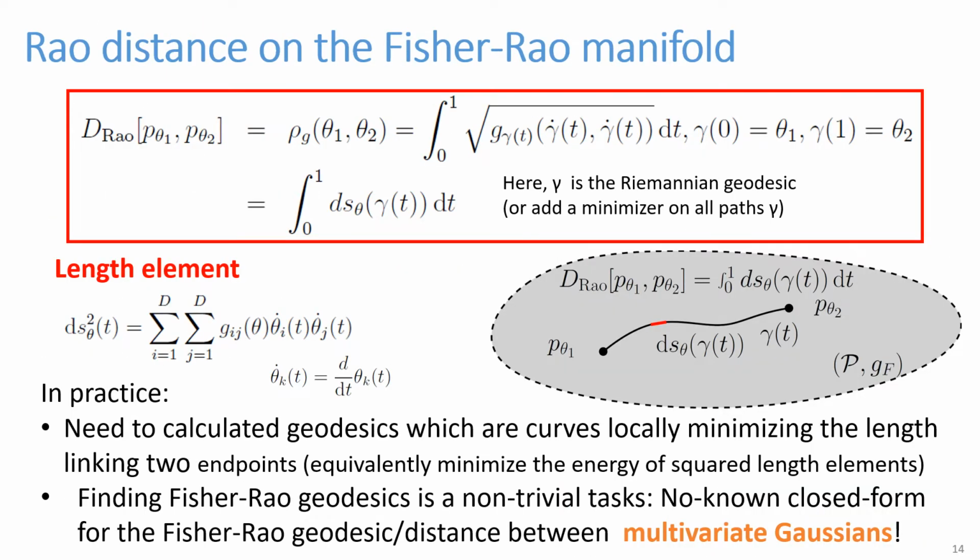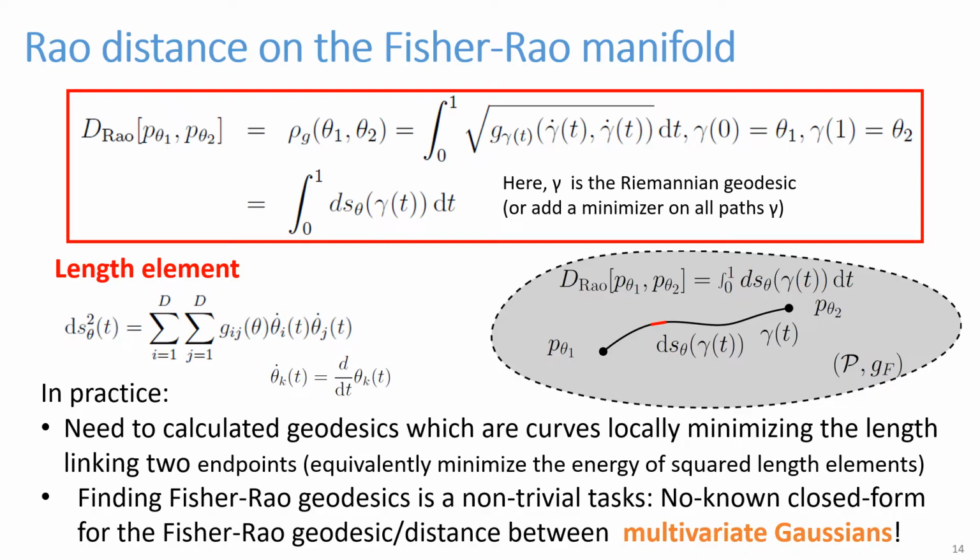The manifold of a statistical model equipped with the Fisher information metric is called the Fisher-Rao manifold. Rao and Hotelling independently used the Riemannian geodesic length distance to define the statistical metric distance, nowadays called the Rao distance. The square length element, ds square, is given by the following quadratic form. This length element is independent of the parametrization, and therefore the Rao distance is also independent of the choice of the parametrization.